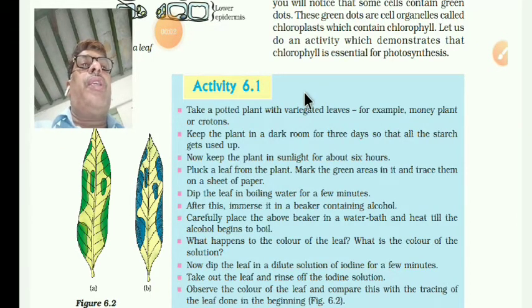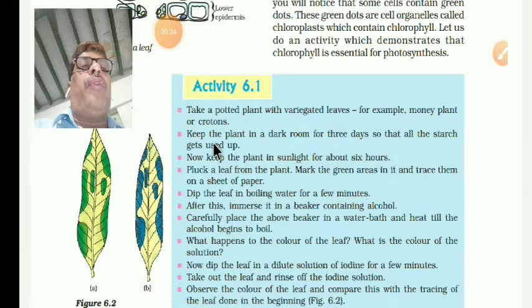Dear students, today we'll discuss the activity. See the activity here. Take a potted plant with variegated leaves. Variegated means different varieties of colors will be there, green and other combinations, or spotted leaves. For example, money plant or crotons.